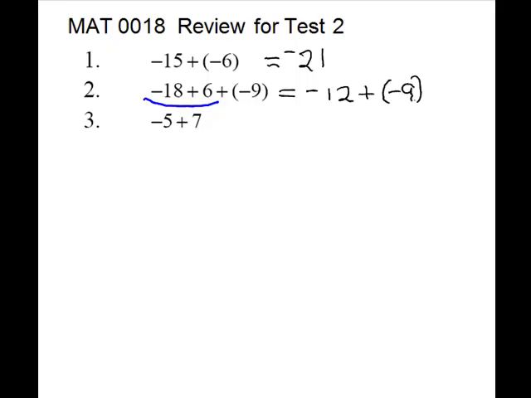And now you check your signs again. This time we have like signs. Like signs should add and keep the sign. So negative 21. Our third problem. This is different signs, a negative and a positive. Different signs subtract, just the biggest minus smallest. So 7 minus 5 is 2. Sign from the larger. So sign is going to come from the 7. A positive, you don't have to write a positive.